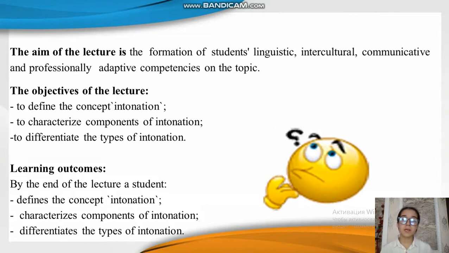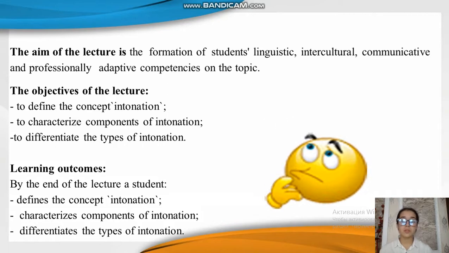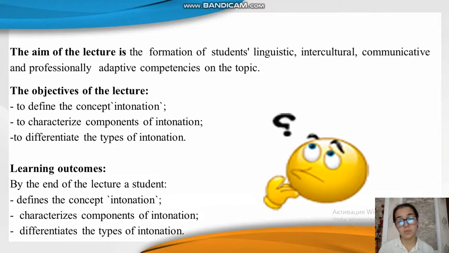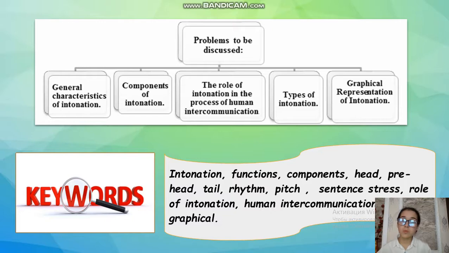The objectives of the lecture are to define the concept intonation, to characterize components of intonation, and to differentiate the types of intonation. Learning outcomes. By the end of the lecture, students, you should define the concept intonation, characterize the components of intonation, and differentiate the types of intonation. And here are given problems which we will discuss together in this lecture, all about intonation.